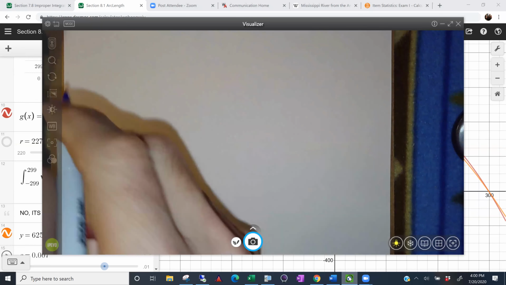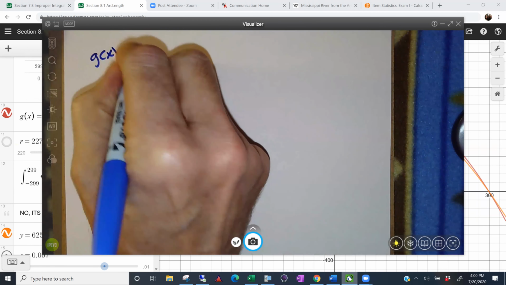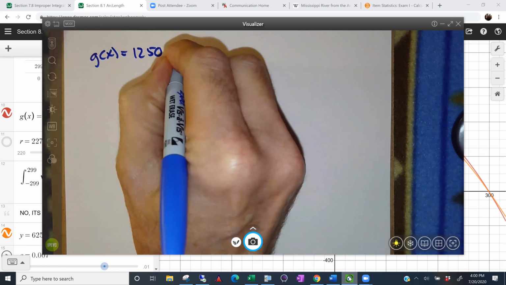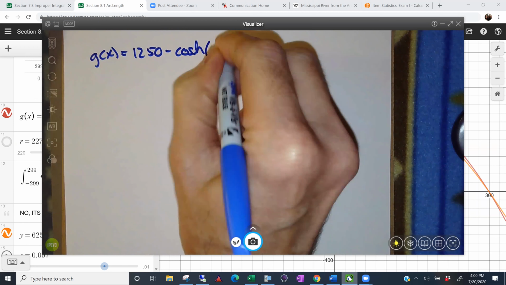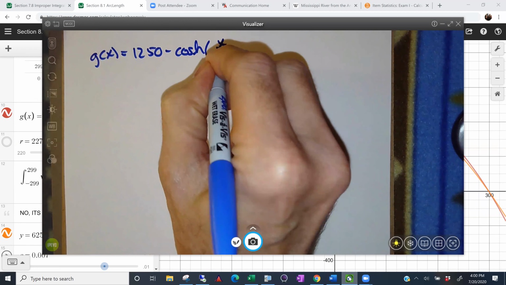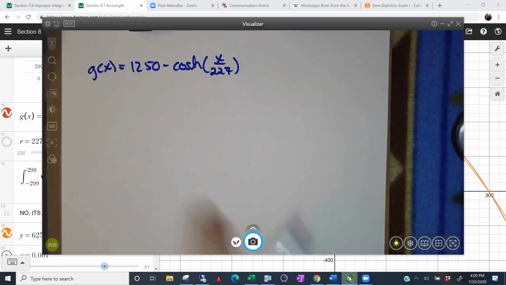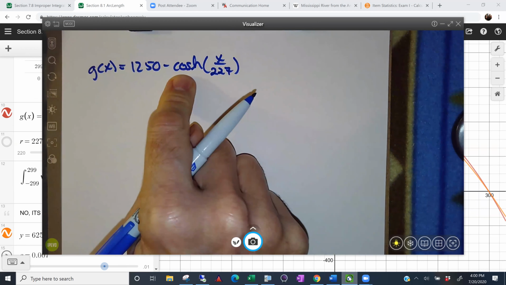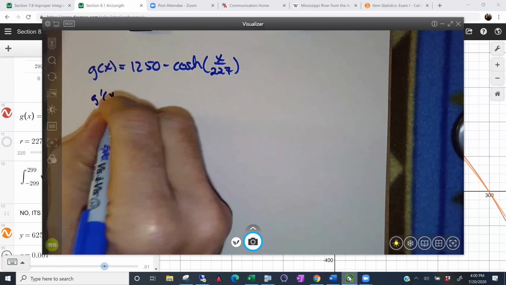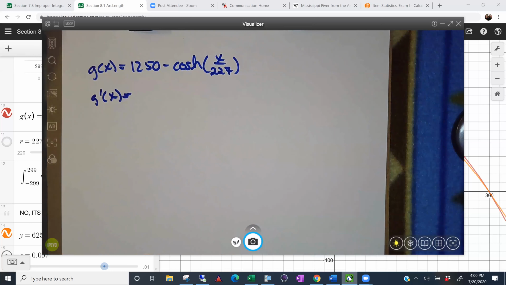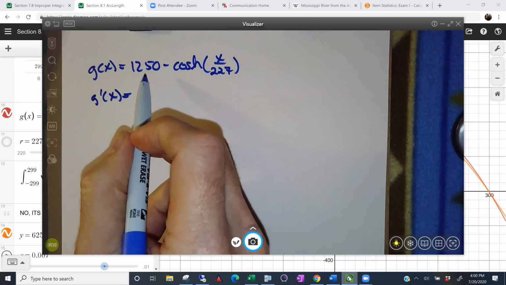So the function is g of x equals 1250 minus cosh of x over 227, like that. Now cosh isn't something that we've dealt with in this class before. It's a hyperbolic cosine, but we can work on differentiating it, finding g prime. The derivative of 1250 is just 0.